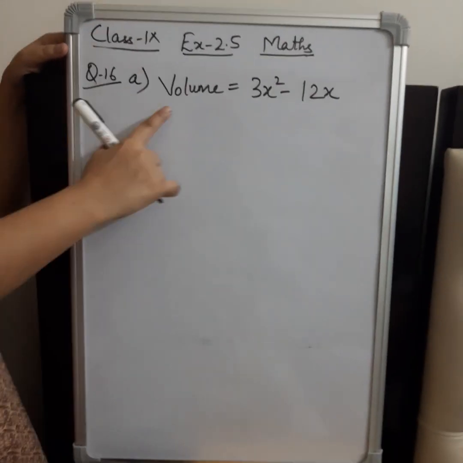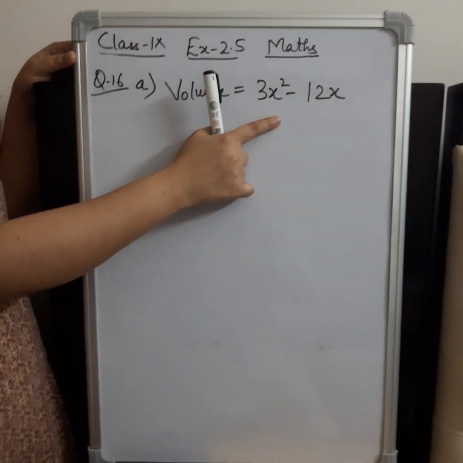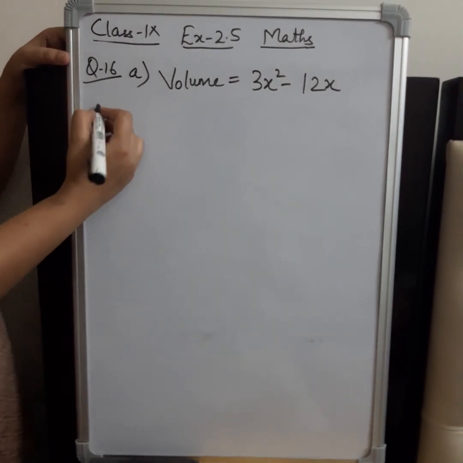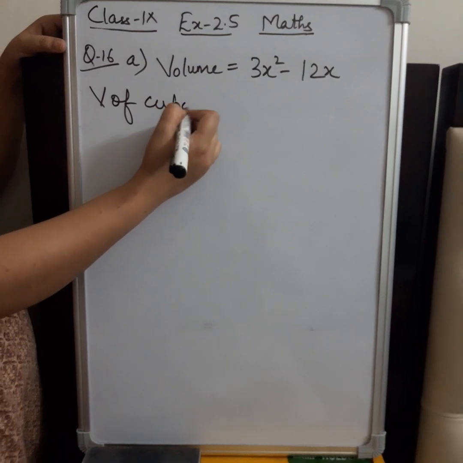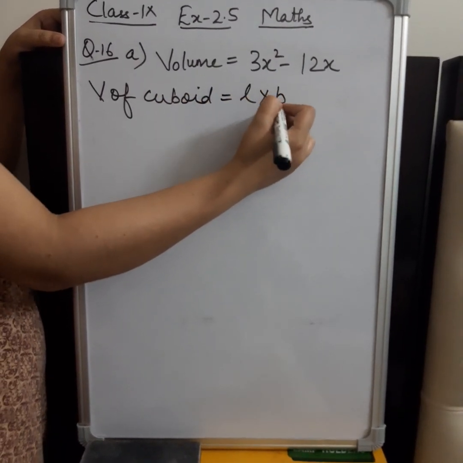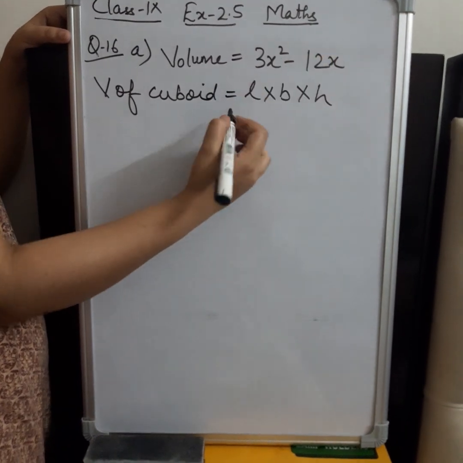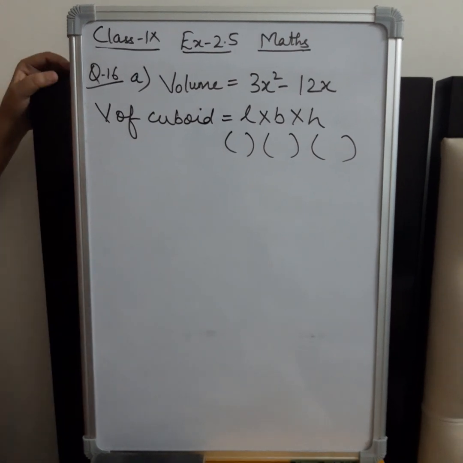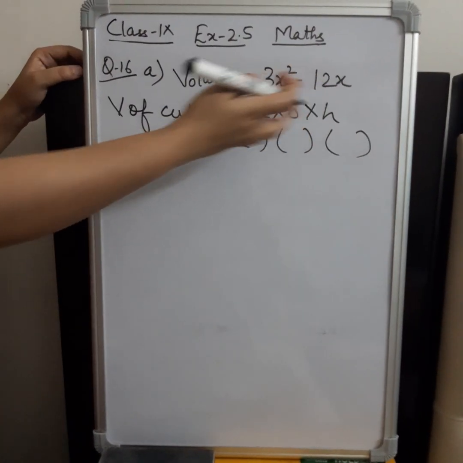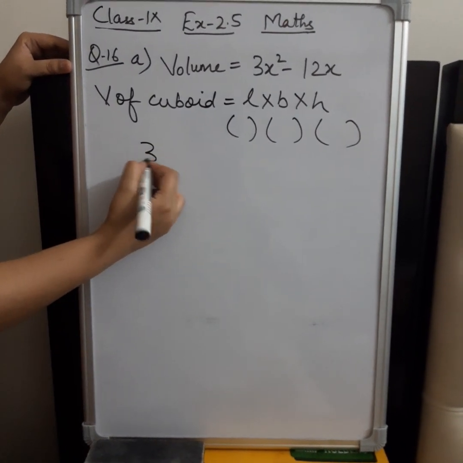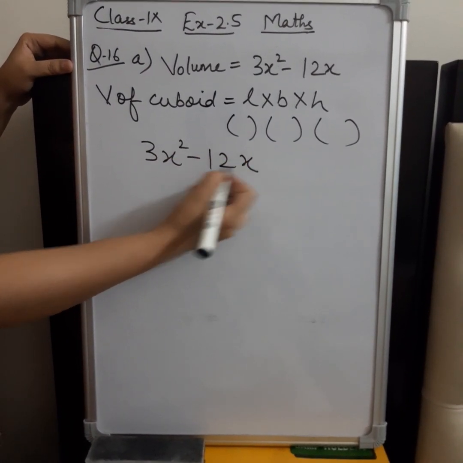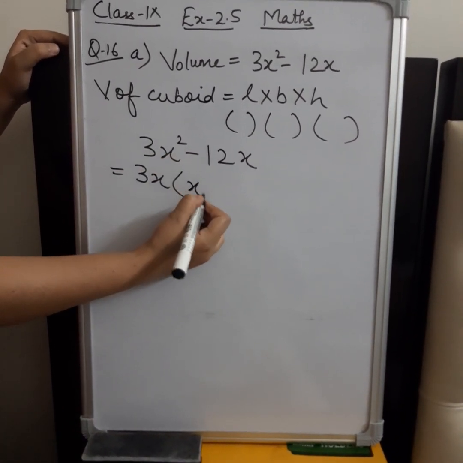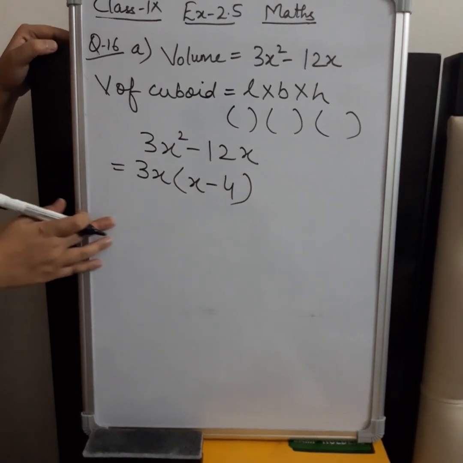Now next question is, the volume of the cuboid is given to us and we have to tell the possible dimensions, means possible length, breadth and height. Now we know that the volume of a cuboid is given by L into B into H. That means I have to convert it into the form of a product of three terms. Fine. So how can we convert? Here no identity can be used. So simply, first of all, can I take something common? 3x I can take common and left will be x minus 4. Now further we cannot do anything.